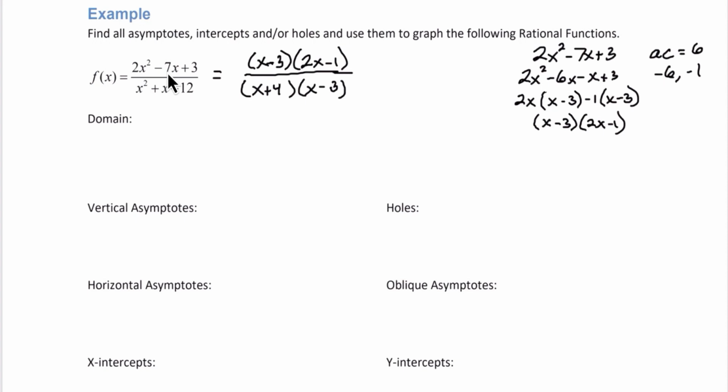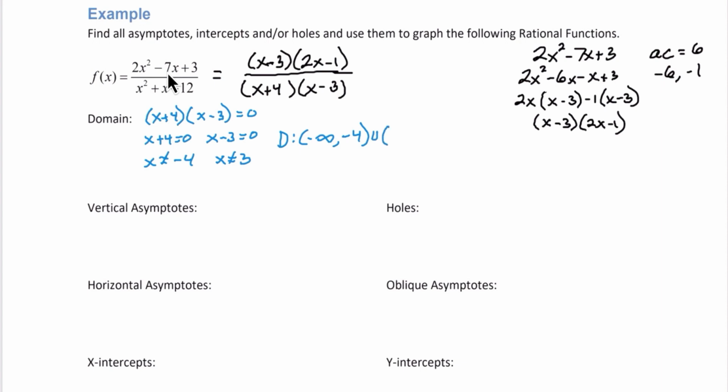To find the domain, we'll set the denominator equal to 0. And since we have it in factored form, this will be relatively easy. Set each factor equal to 0, and we get x equals negative 4 and x equals 3. But these are actually restrictions, so we'll say not equal to. So the domain is all real numbers except for negative 4 and 3. In interval notation, that will be negative infinity to negative 4, union negative 4 to 3, union 3 to infinity.